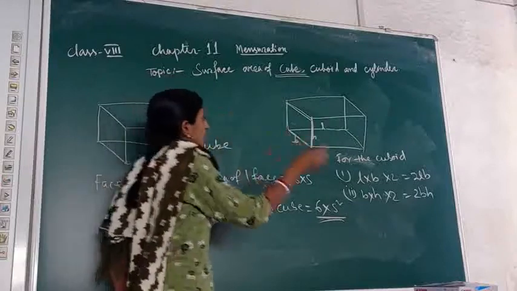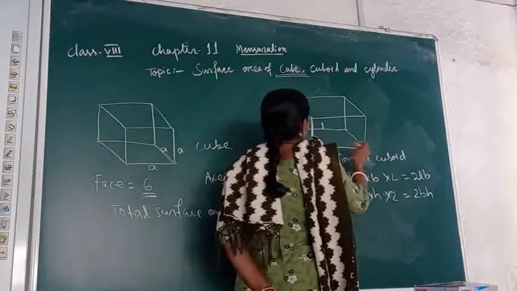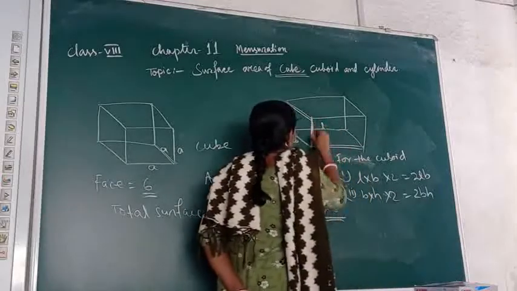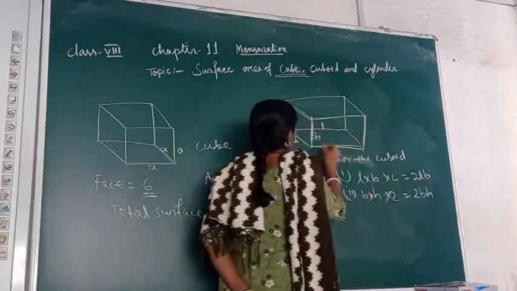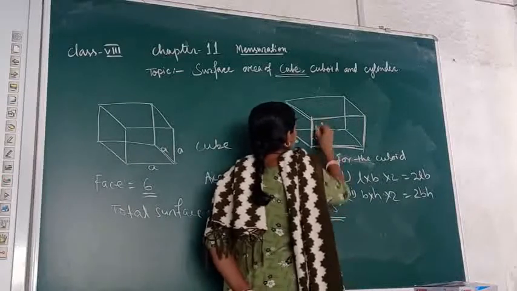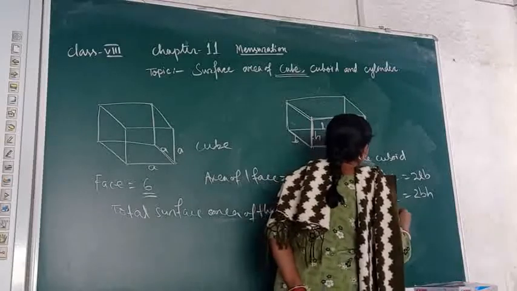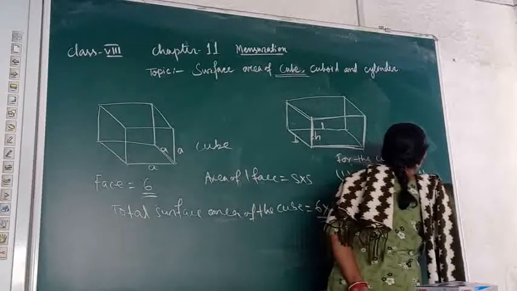What we have left, you can see the front one and the back one. Here what we are going to consider, this one was h and the length. So this area I am going to consider now. Here it will be length into height. Okay, so the third pair will be 2 into length into height, that is 2 LH.